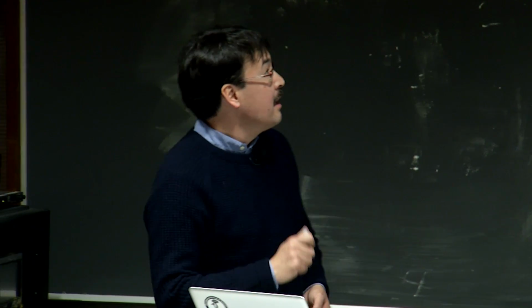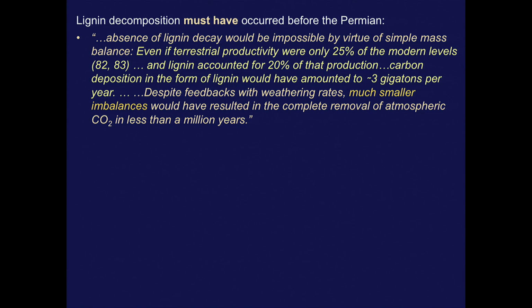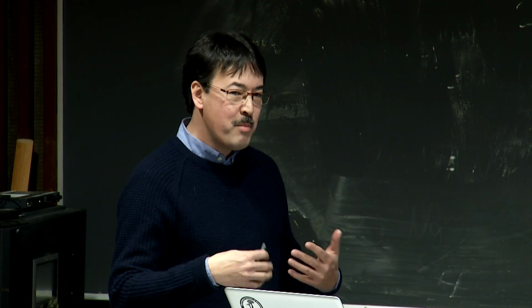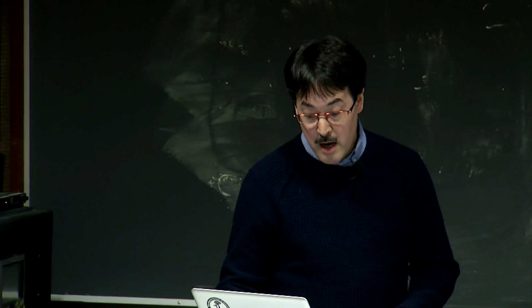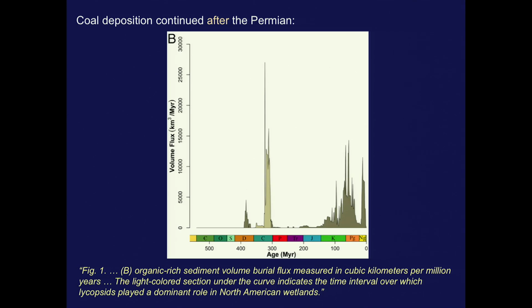And then furthermore, lignin decomposition must have occurred before the Permian because, thinking of simple mass balance, if there was no lignin decomposition at all, then that would result in the complete removal of atmospheric carbon dioxide in less than 1 million years. So there has to have been some degradation of lignin. It's just impossible for there not to have been. And then furthermore, coal deposition continued after the Permian, right? So this is the Permian, and here is, from their paper, organic sediment deposition over geologic time. So, right, coal deposition continued afterwards.